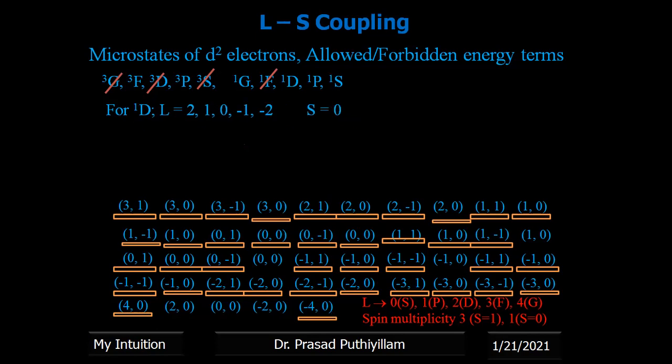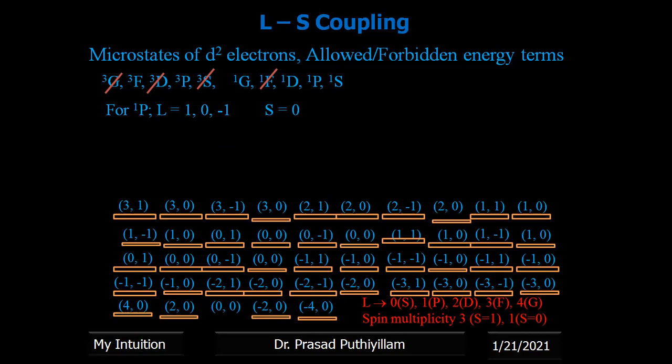Then we'll check the next, that is singlet D. Singlet D means L equal to 2, that is 2 to minus 2, and the spin value is 0 because it is a singlet, or spin multiplicity is 1. Possible LS values are 2 0, 1 0, 0 0, minus 1 0, and minus 2 0. All the values are possible, therefore this is also available, so we can use it as a spectroscopic term.